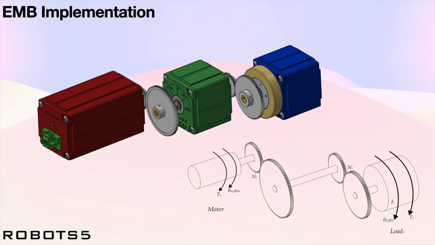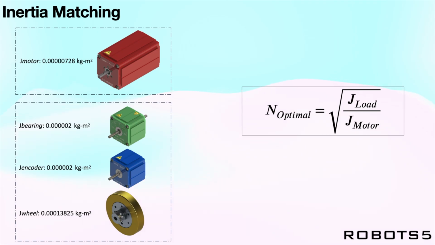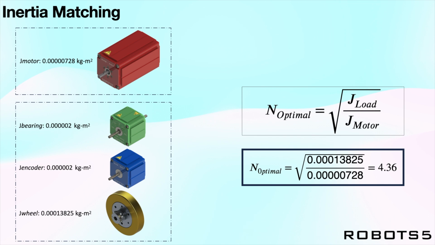For this experiment, we'll be using our EMB modules. To get more flexibility with the gear ratio, we'll add a bearing block with two gear pairs, N1 and N2. In red, we have a motor, in green, a bearing block, in blue, an encoder, and in yellow, the inertia wheel. To use the formula mentioned earlier, we only need the moment of inertia of the load and motor. Given that the wheel inertia is much higher than encoder and bearing, we will neglect them for this calculation. Running the numbers, we get an optimum gear ratio of about 4.3.